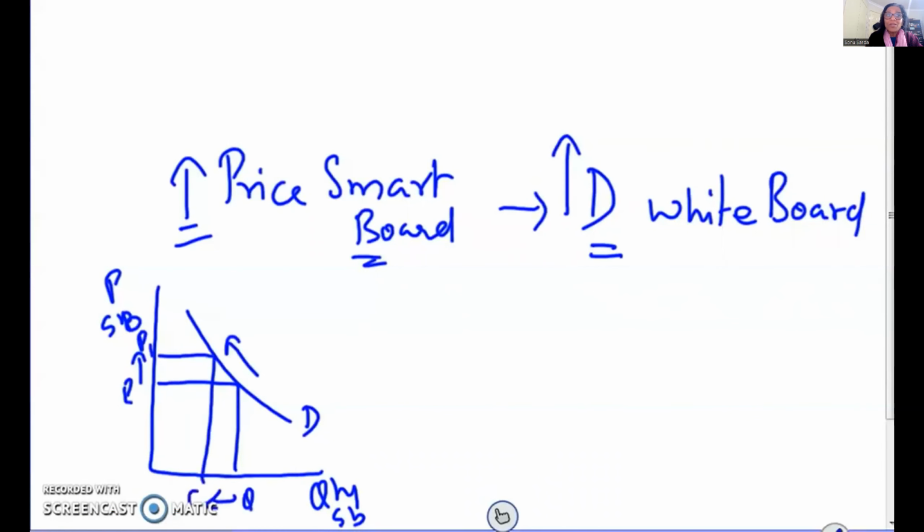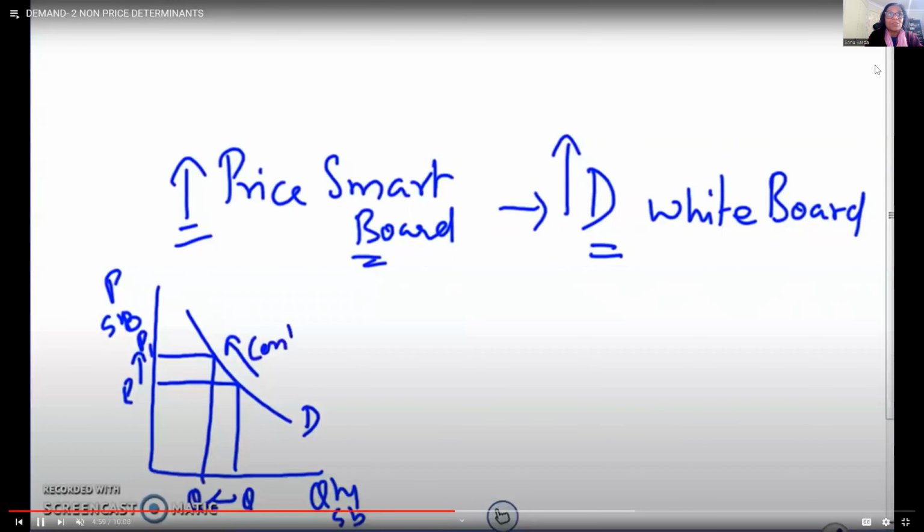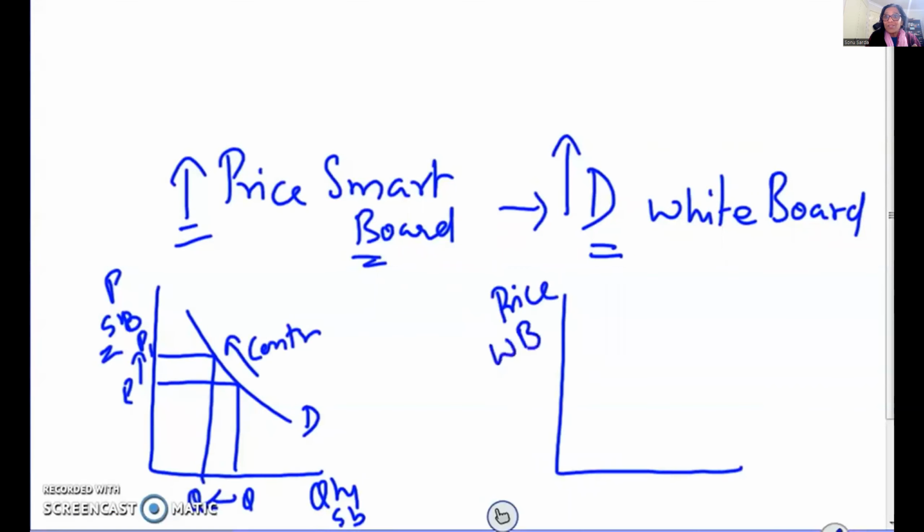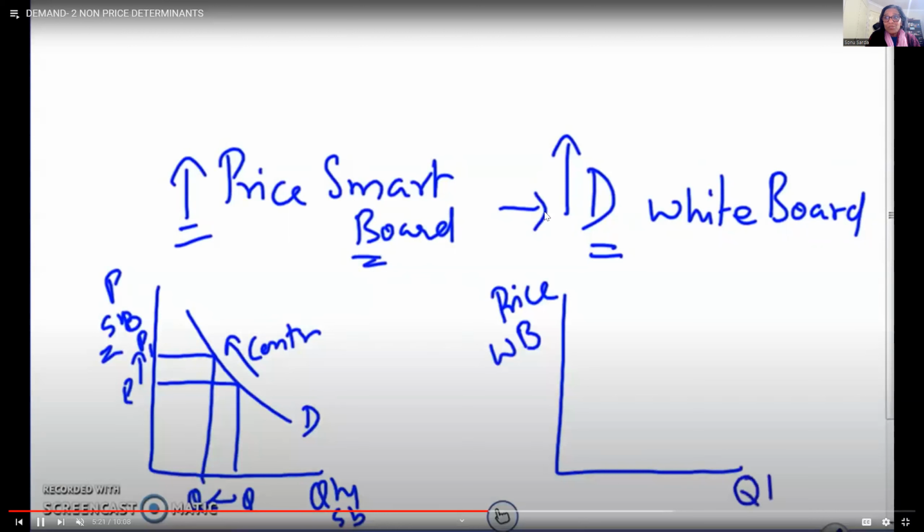That's it. So here you can see as the price of the whiteboards has gone up, there is a decrease in quantity demanded of smart boards. So this is contraction. However, how would you show this for whiteboards? The price of whiteboard didn't change. It is the price of smart board that has changed, and that is bringing this change in the demand for whiteboards. Hence, if people are buying lesser smart boards, they're going to buy more of whiteboards now.